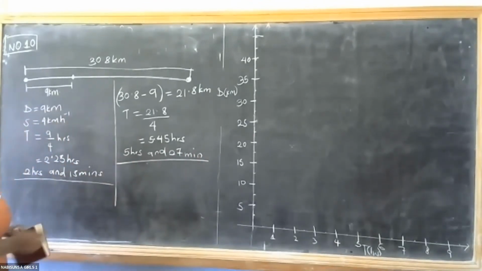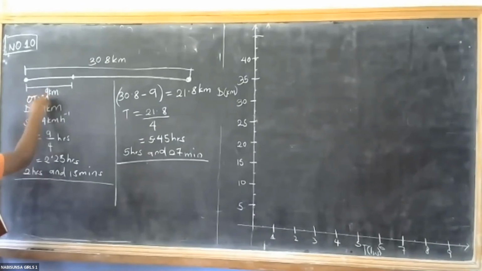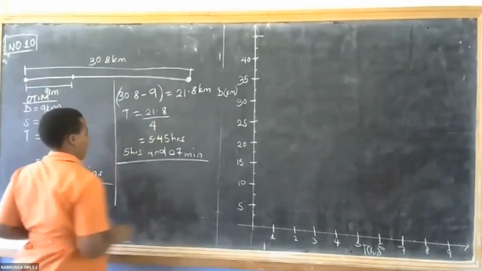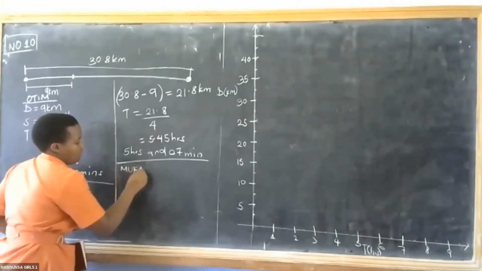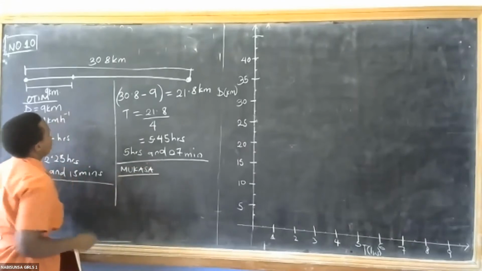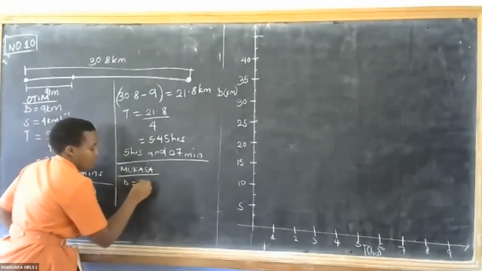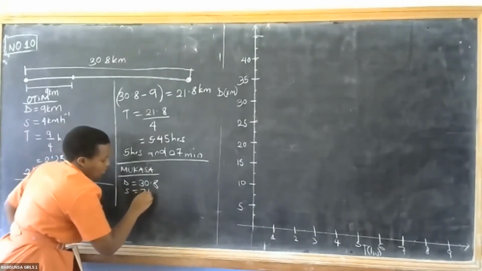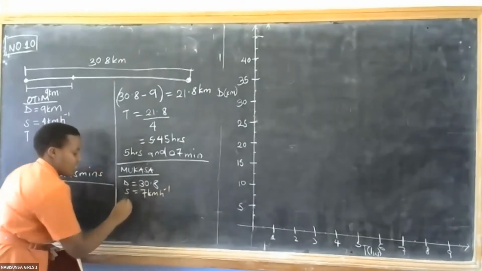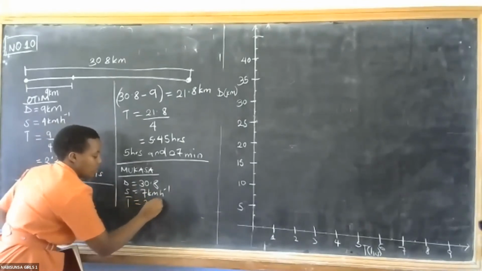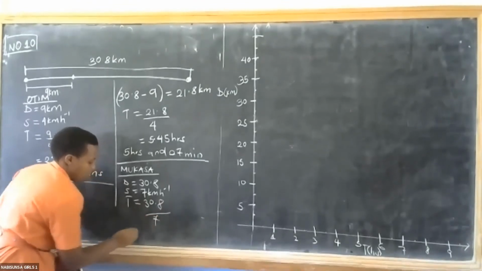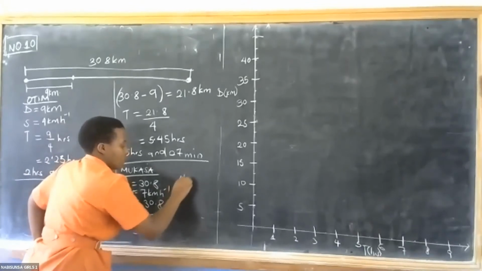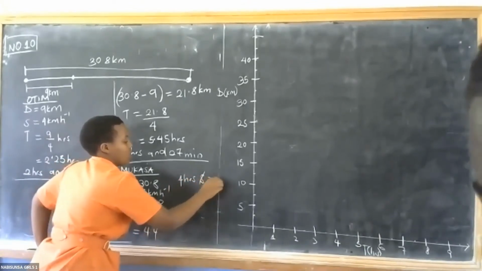We're also going to find the time that Mukasa took to move the whole distance. This is Mukasa. So distance is 30.8, the whole distance, and the speed he used was 7 kilometers per hour. So that time is going to be 30.8 divided by 7, which is going to give us 4.4 hours, which is the same as 4 hours and 24 minutes.